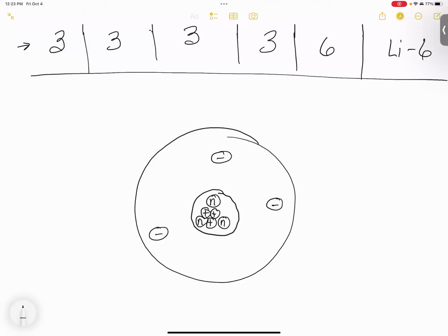This is what an atom looks like. The majority of the mass is found in the nucleus because that's where all the protons and neutrons are. The electrons are in a cloud around the nucleus.